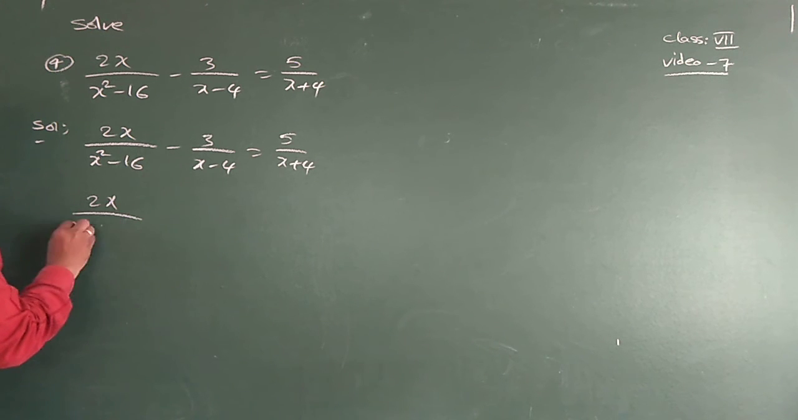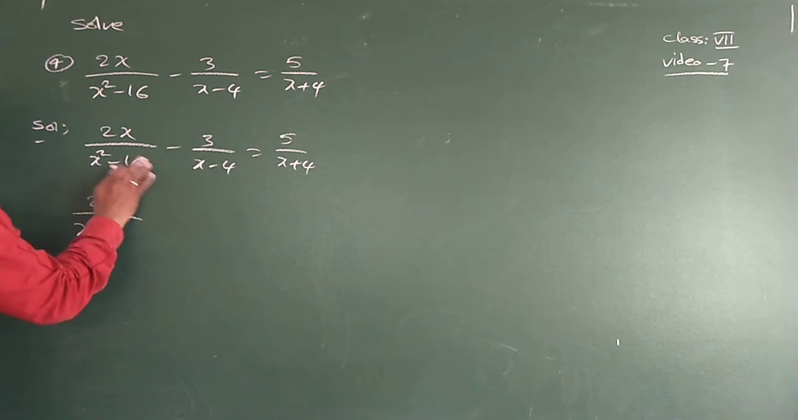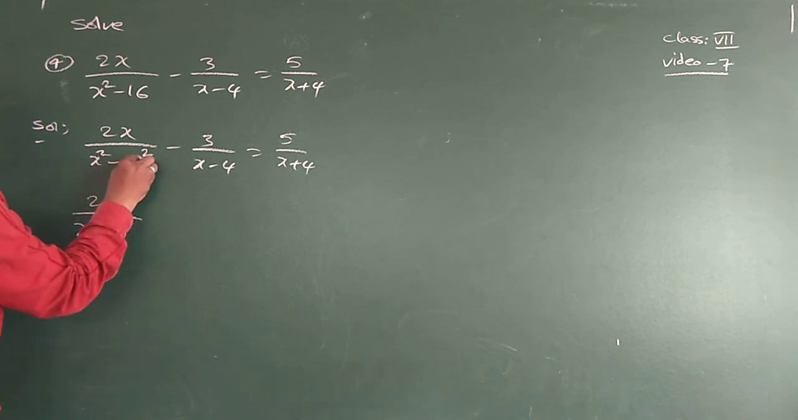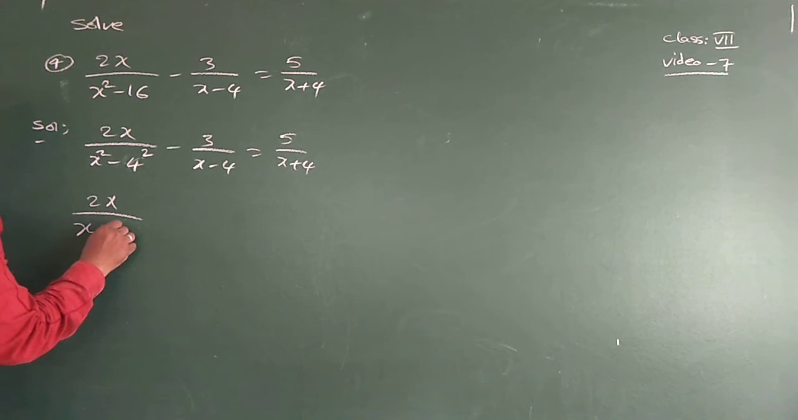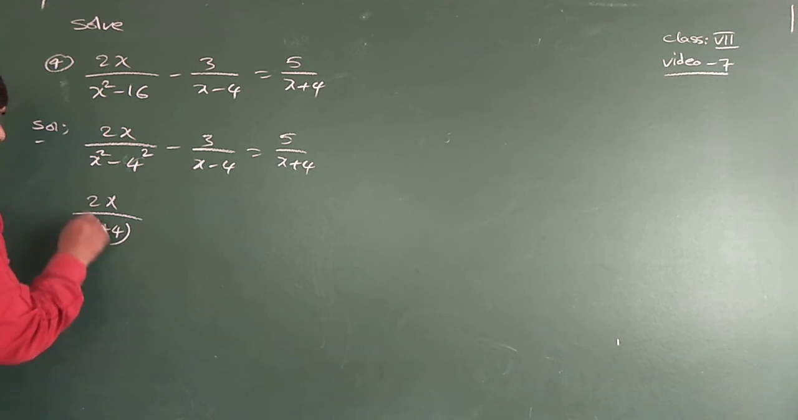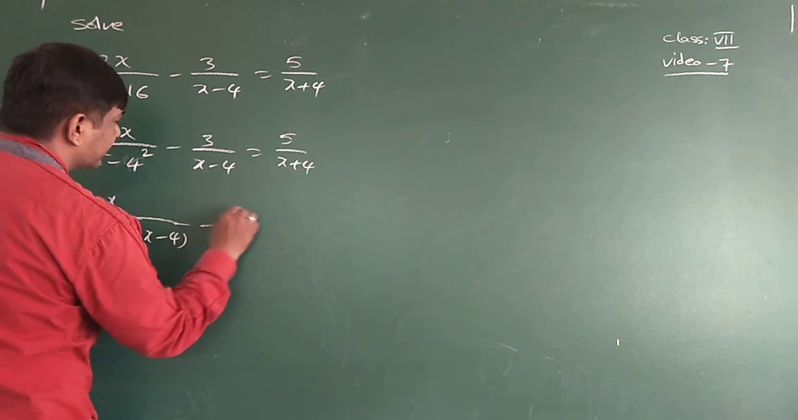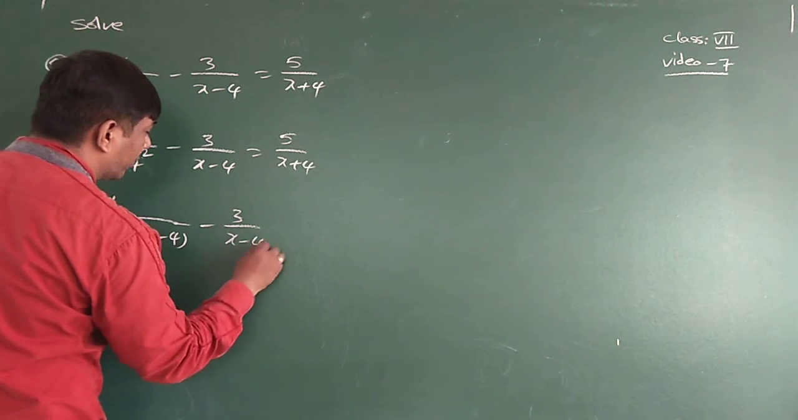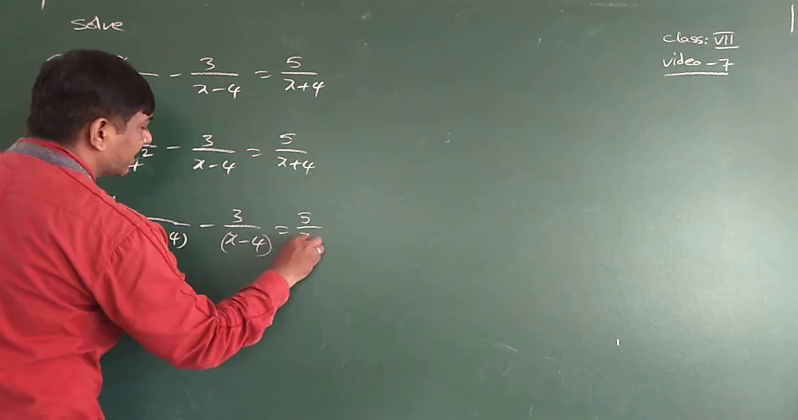Now the denominator is x square minus 16. 16 can be written as 4 square. So this is a square minus b square, which means a plus b into a minus b. Minus 3 by x minus 4 is equal to 5 by x plus 4.